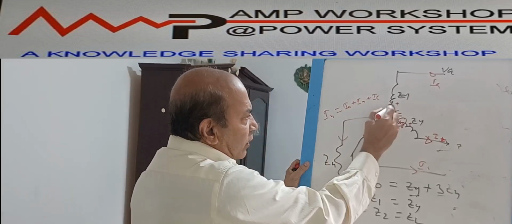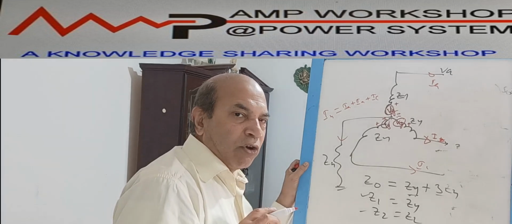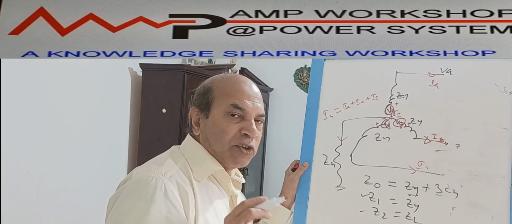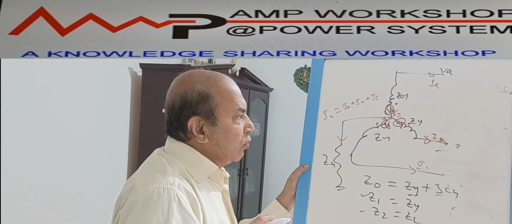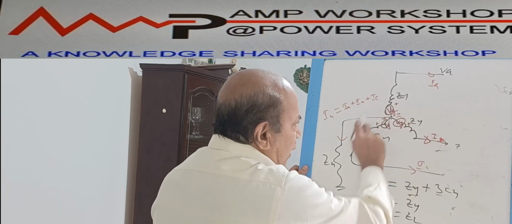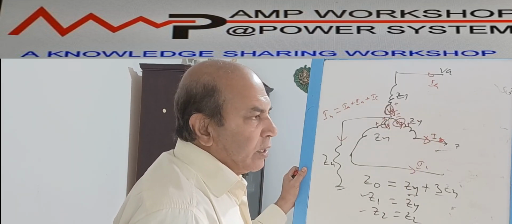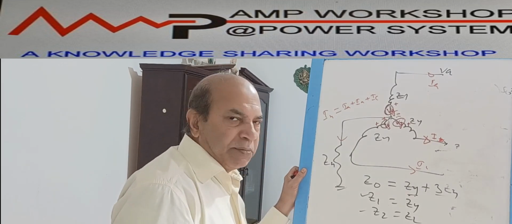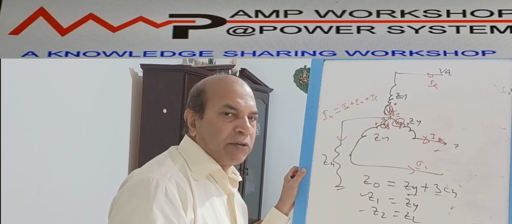Now this voltage source is the only difference. But we have to keep in mind that the generator is always producing a positive sequence voltage. It never produces any negative or zero sequence voltage. So in this network it is there, but when you go to the positive sequence network, zero sequence network and negative sequence network, the voltage source will be present only in the positive sequence network.